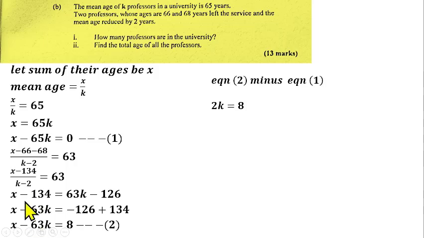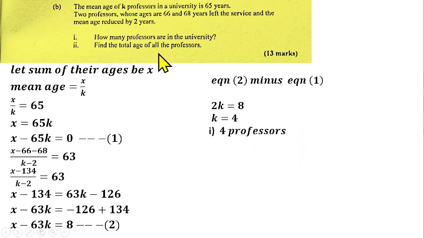So s minus s gives us 0. Then minus 63k minus 65k gives us minus 2k. Then we have 8 minus 0, that gives us 8. Divide both sides by 2k, and k will be equal to 4, which is the number of professors that we have in the university. How many professors are in the university? We have 4 professors in the university.